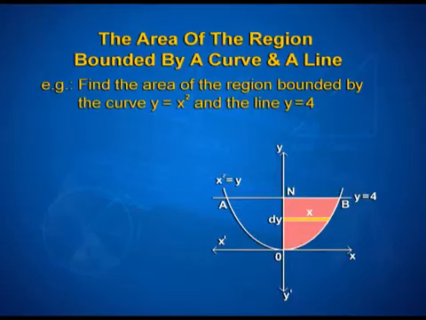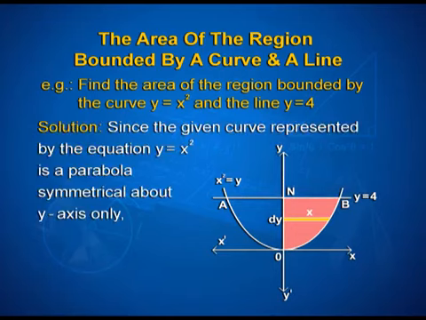Now, let us look into the area of the region bounded by a curve and a line. Here, we will learn to find the area of the region bounded by a line and a circle, a line and a parabola, a line and an ellipse. Let us see an example here. Find the area of the region bounded by the curve y equal to x square and the line y equal to 4.